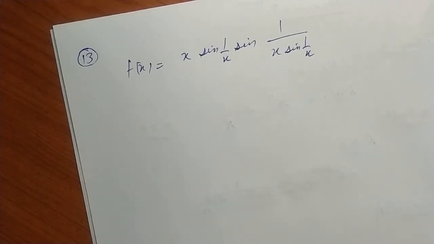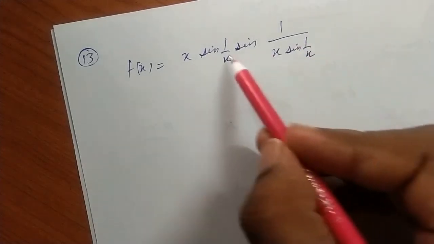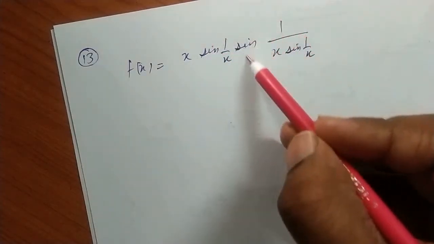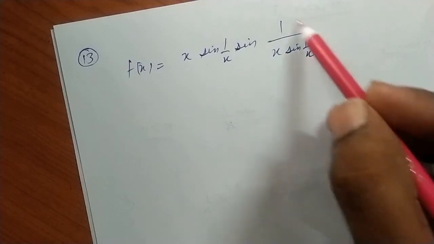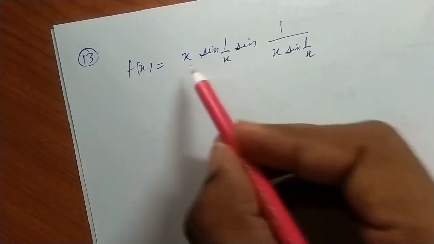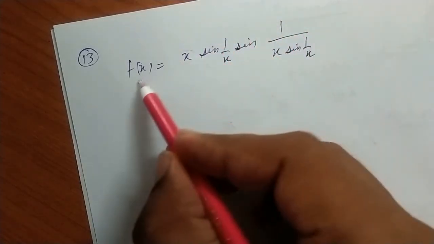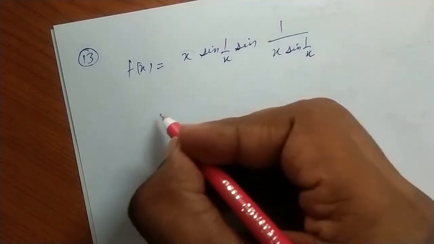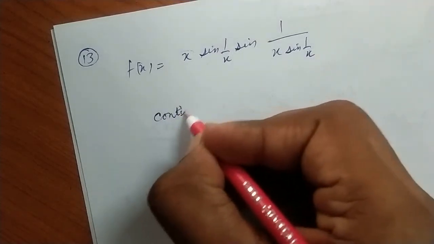So let's check continuity first. When x tends to 0, this quantity and this quantity both are somewhere between -1 and 1, but this quantity will approach 0, so f(x) will approach 0. So the function is continuous at x is equal to 0.